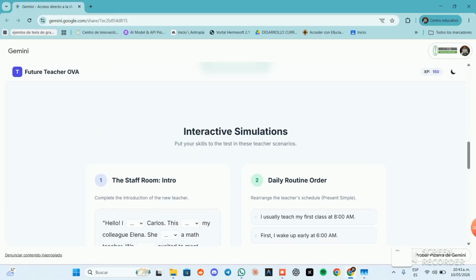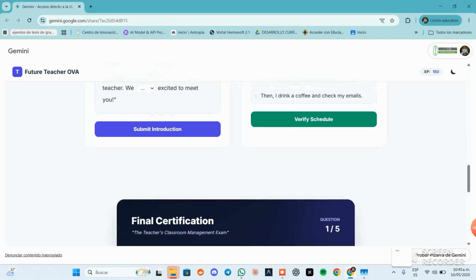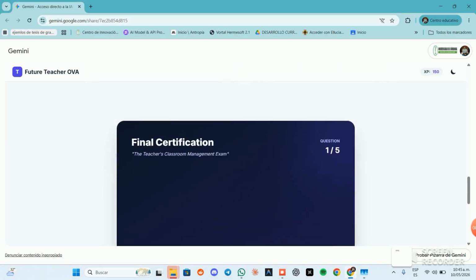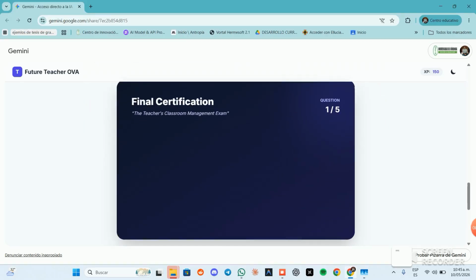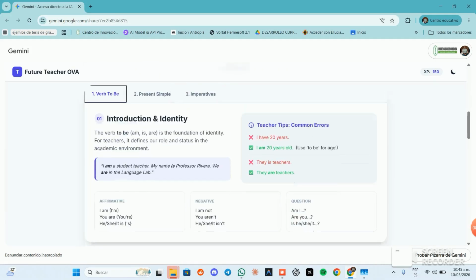So for the second step, we have interactive simulations where the students put their skills to the test in these teacher scenarios. The students are going to put into practice all the grammar contents they have carried out, following a set of structures. As you can see in the sample, students may interact with all the process, and finally they will get a certification about how they mastered the use of language learning.